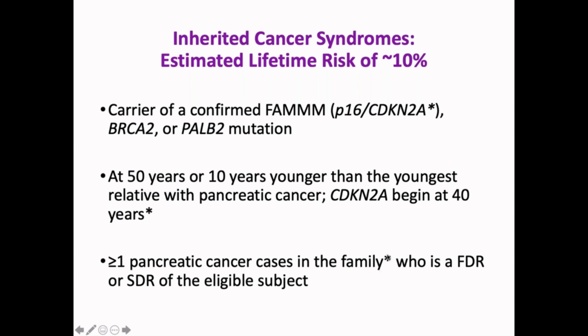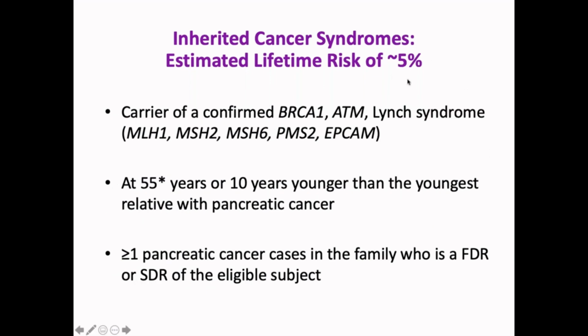I have an asterisk here to show that there's an exception for CDKN2A, where a family history is not required, and that initiation of screening starts at age 40 because of the very heightened risk of pancreatic cancer. With these genes and an estimated quantification of about 5%, the age, according to the CAPS consortia, was started at age 55 for the genes shown here, and again requiring that there is a first-degree or second-degree relative with a family history of pancreatic cancer.